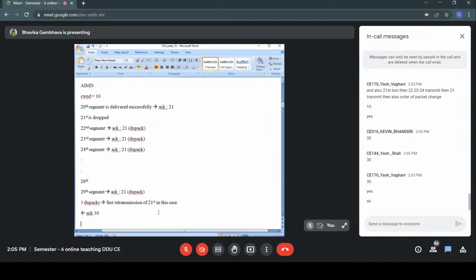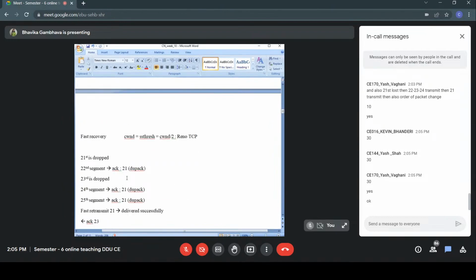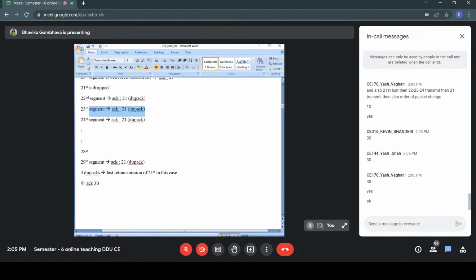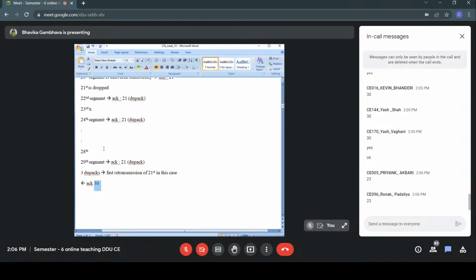So anyway, in this scenario, let us take the example of what Dev said, like 23rd was also dropped here. In this scenario, what will happen? When we had 3 duplicate acknowledgements, we have retransmitted 21st. So what acknowledgement will we be getting here if there were 2 packets dropped? Yes, you will get acknowledgement of 23. So when you get acknowledgement of 23, then you know that 21 has been delivered and 22 has been delivered.